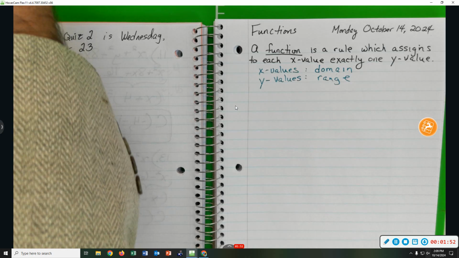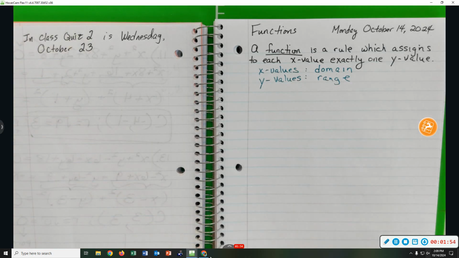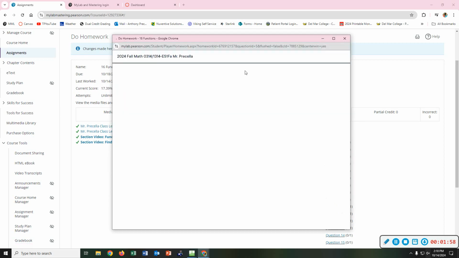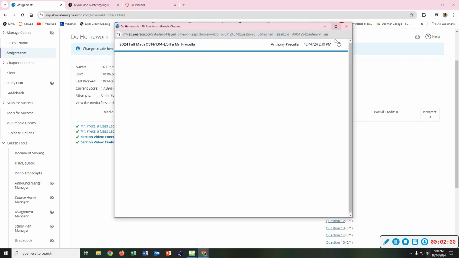And I think that's probably enough to jump right into problem number one so I can illustrate what I mean by this rule. Let's see, problem one.